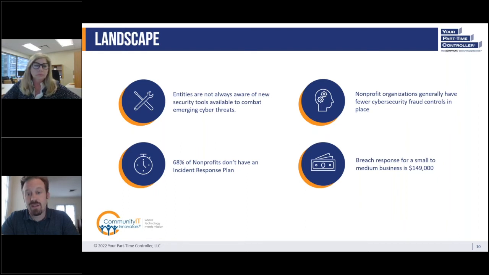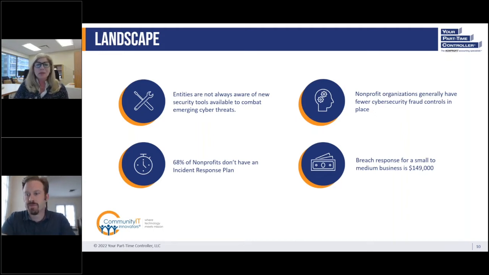So I don't know if you have some additional perspective on those attacks that are targeting nonprofit organizations. Yeah, sure. Thanks, Matt. We know that nonprofits can be particularly attractive targets for fraudsters for a number of reasons.